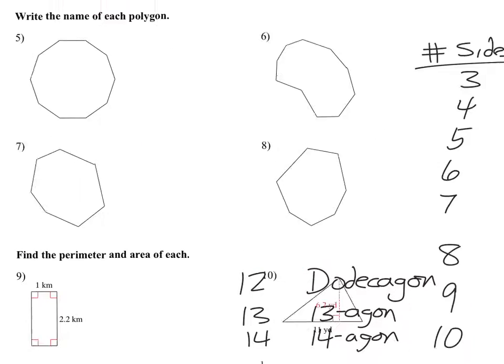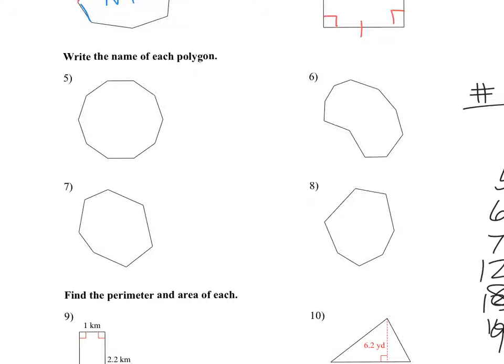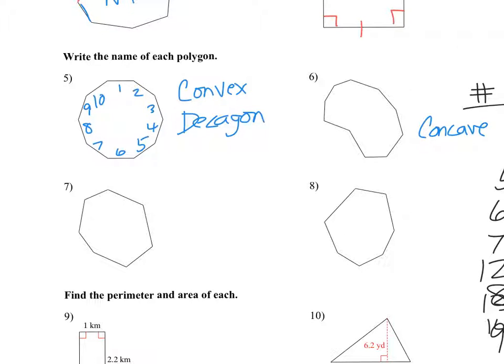All right, so now let's go back to these questions. Number 5, first of all, that is a convex shape, and then I count the sides. 1, 2, 3, 4, 5, 6, 7, 8, 9, 10. There's 10 sides, so that's called a decagon. Number 6, that is concave, because these two sides cave in. Count the sides. 1, 2, 3, 4, 5, 6, 7, 8, 9, 10. That is also 10, so it's also called a decagon. This one is a concave decagon.